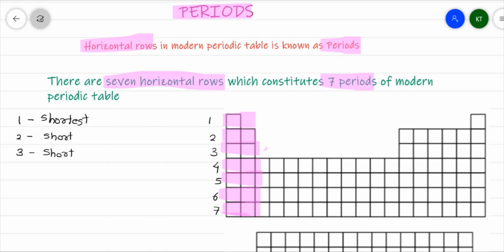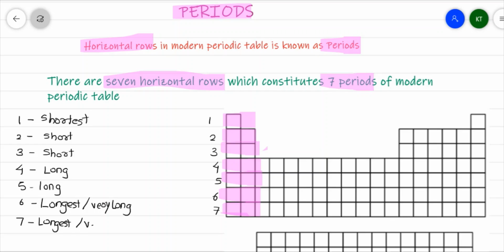Then we have the fourth period. We call it a long period of the periodic table. The fifth period, we consider again a long period, which consists of 18 elements each. The sixth period, we call the longest period or long period or very long period. These are various names given. And the seventh, we also call the longest period or very long period of the periodic table. So these are specific names.